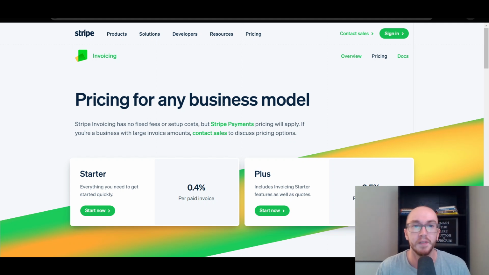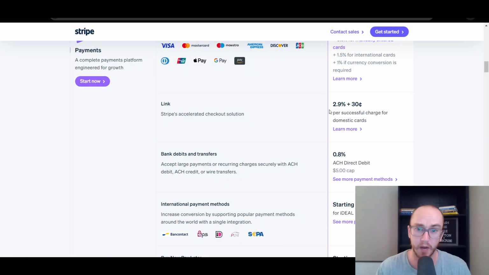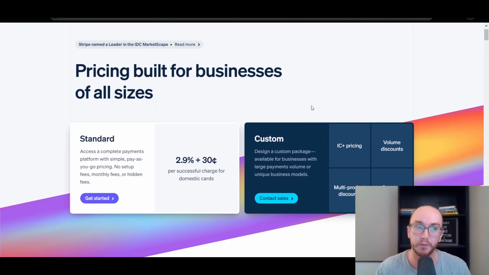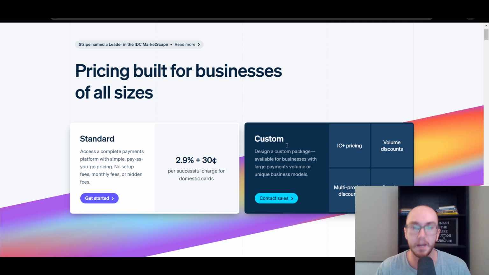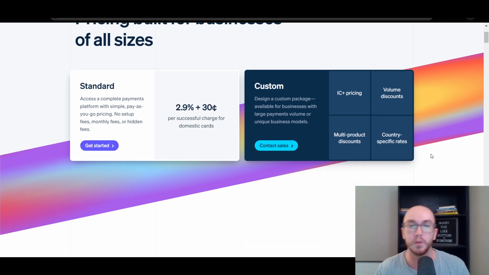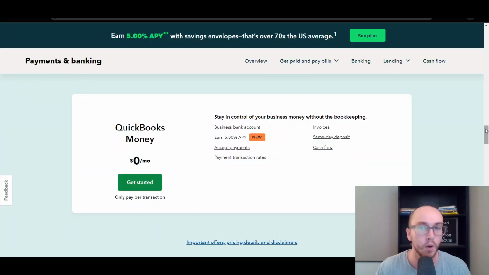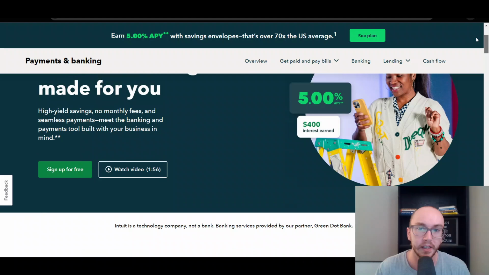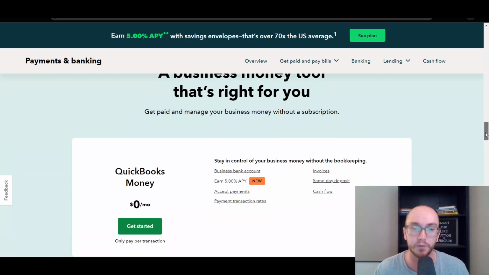Now, one thing to keep in mind with both of these platforms is that this pricing is based on the average consumer or the average business rate. Both of these businesses, both QuickBooks as well as Stripe, do offer custom packages for businesses with large payment volumes or unique business models. I know that Stripe actually advertises this here with their volume discounts, country-specific rates, and multi-product discounts. That is something else that QuickBooks does offer. Now, they don't outline it as clearly here on their website, but they can offer better rates for some people.